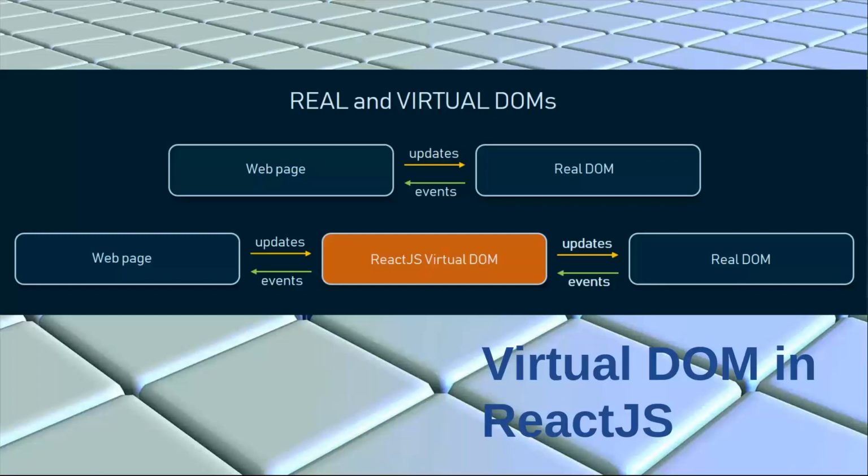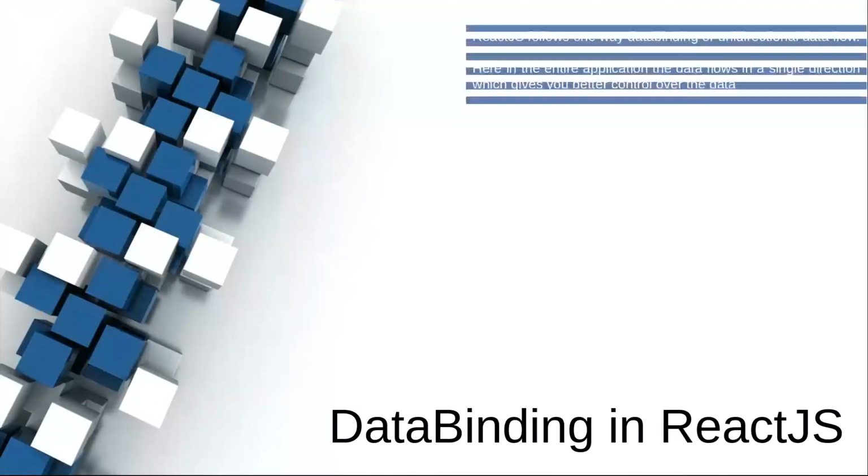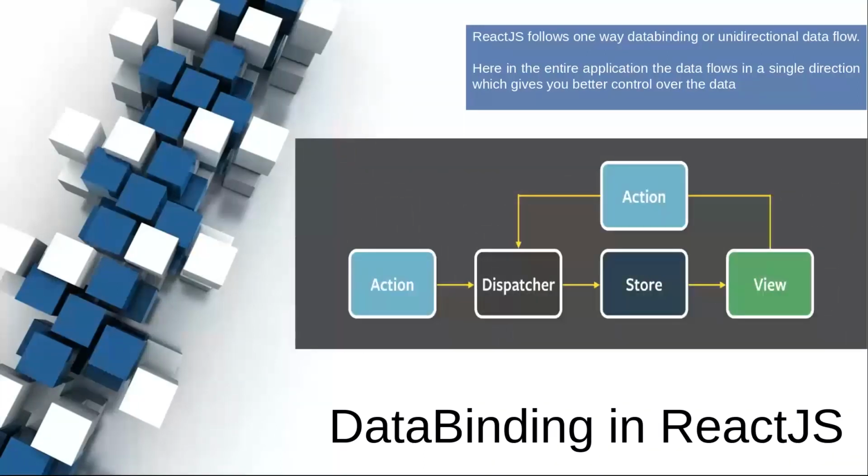Now we'll come to data binding in React.js. So we should know that React.js follows one-way data binding or unidirectional data flow. That is, the flow of the data is in one direction, and in the entire application, the data flows in a single direction, which gives us better control over the data. So we can see this diagram over here.